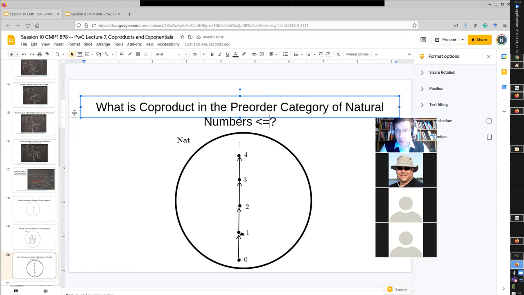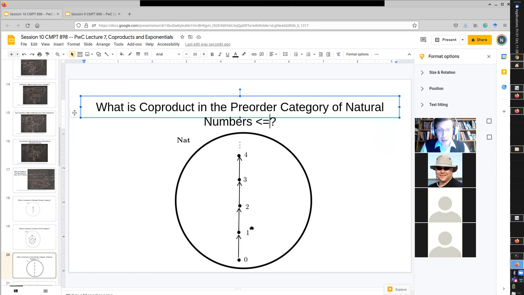Zero is less than or equal to one. One is less than or equal to two. Two is less than or equal to three. Okay, so what is co-product here? Remember, co is close to D. Maximum? Maximum.